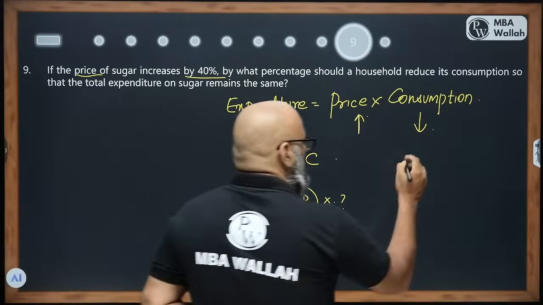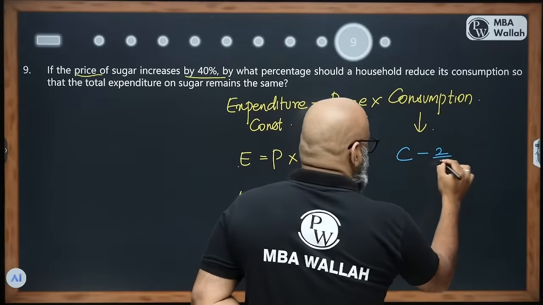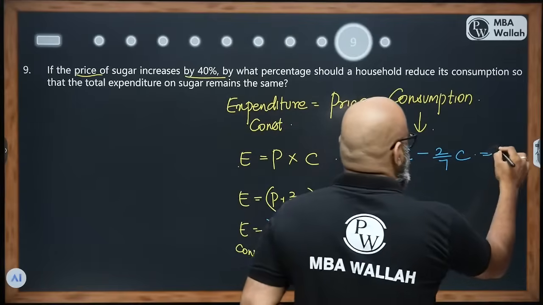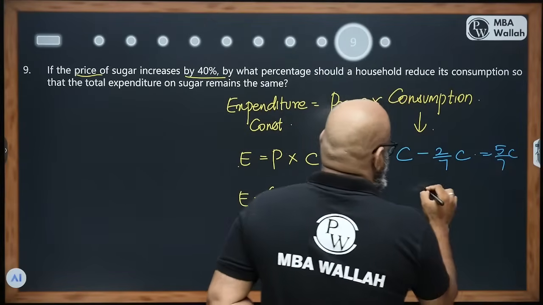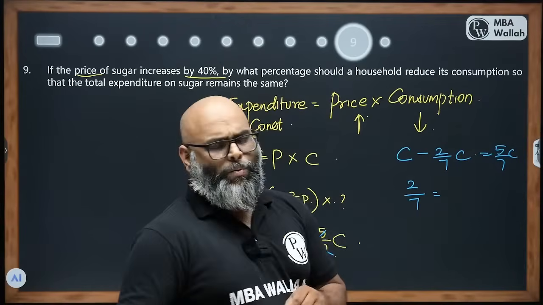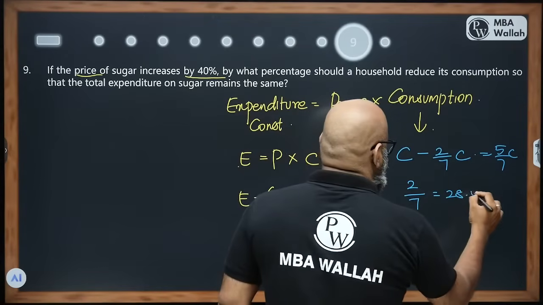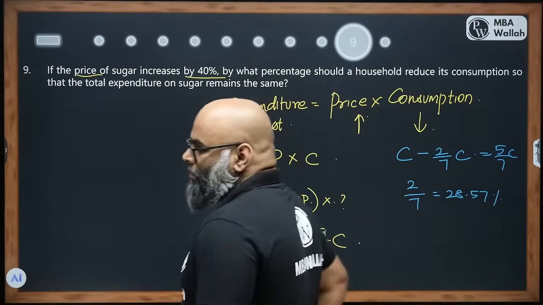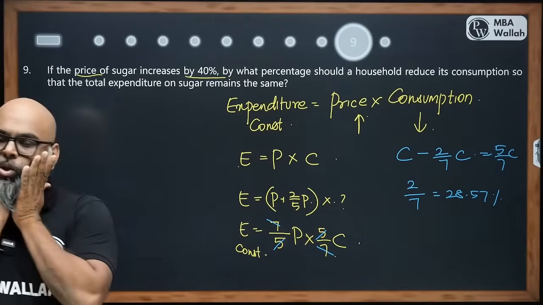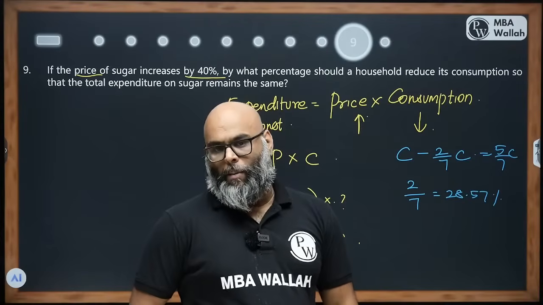Or can I say from my original consumption, I have to reduce 2/7 of my consumption. That is what 5/7 means. So you have to reduce the consumption by 2/7. 1/7 is 14.28, so 2/7 will be 28.57%. Clear? Any doubts? So there has to be a reduction of 28.57%.